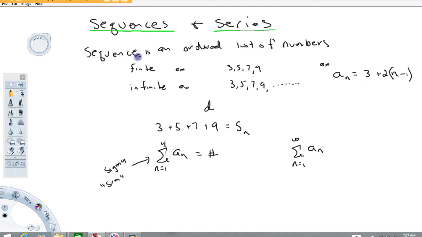Long story short, a sequence is an ordered list of numbers, and a series is a sum of a sequence. Sequences come in all types of shapes and sizes, but the two most common that we'll talk about here are arithmetic and geometric. And the big difference is that in arithmetic sequences, the a sub n values are generated by the addition of some constant, like in this example, where that constant was 2. Whereas in geometric sequences, the a sub n's are generated by the multiplication of some constant, right?